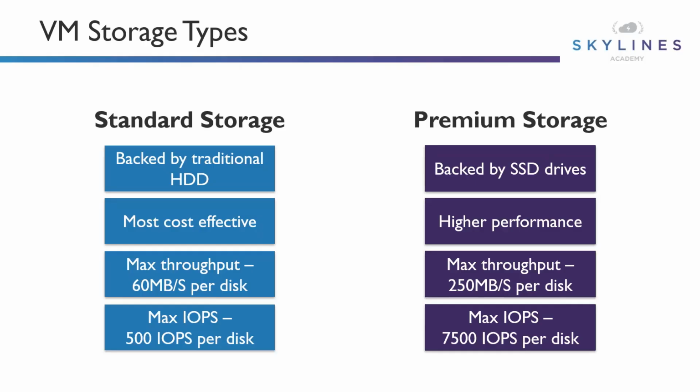So with that, let's jump straight into VM storage first of all, to evolve from the virtual machines intro that's happened previously. The first thing to understand is there are two types of storage available to you, and it's pretty common sense. Standard storage is backed by your traditional hard disk drives. These are still spinning disk. These are the most cost effective, obviously. But naturally, given that they're not SSDs, as you'll see in a moment, the maximum throughput is only 60 megabytes per second. Maximum IOPS is currently 500 IOPS per disk.